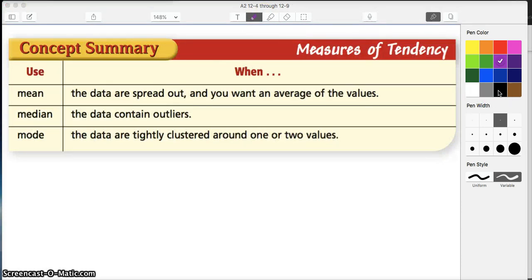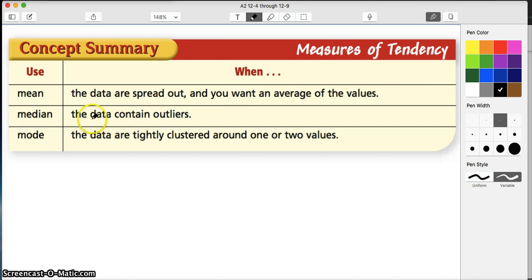So even though we know what the measures of tendency are, mean, median, and mode, the question is, when do we choose to use one over the other? And this little handy guide I thought was really good, so I wanted to show you all. When the data is spread out and you want to get an average of the values, that's when you're going to use the mean to get a general sense of what's going on.